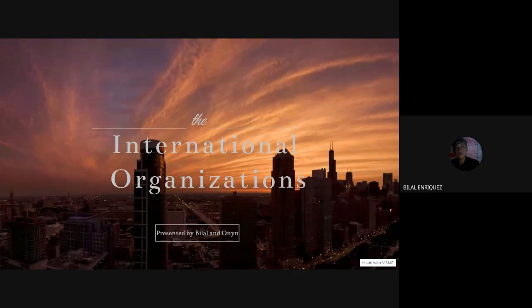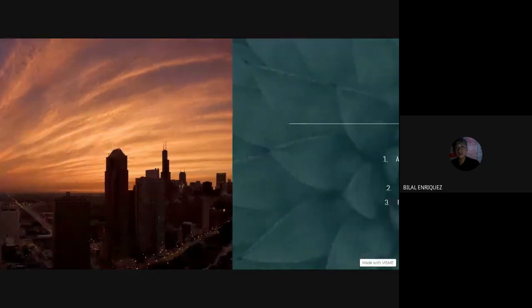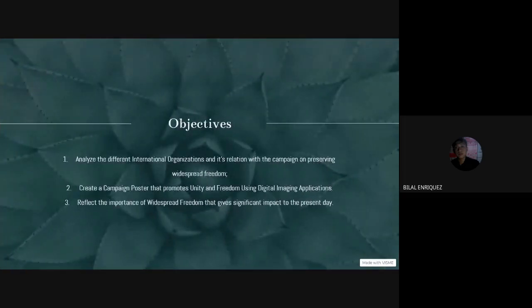The topic for today is the international organizations, and we are going to use the 4A lesson plan format. And without further ado, let's start. These are the objectives of our lesson plan.